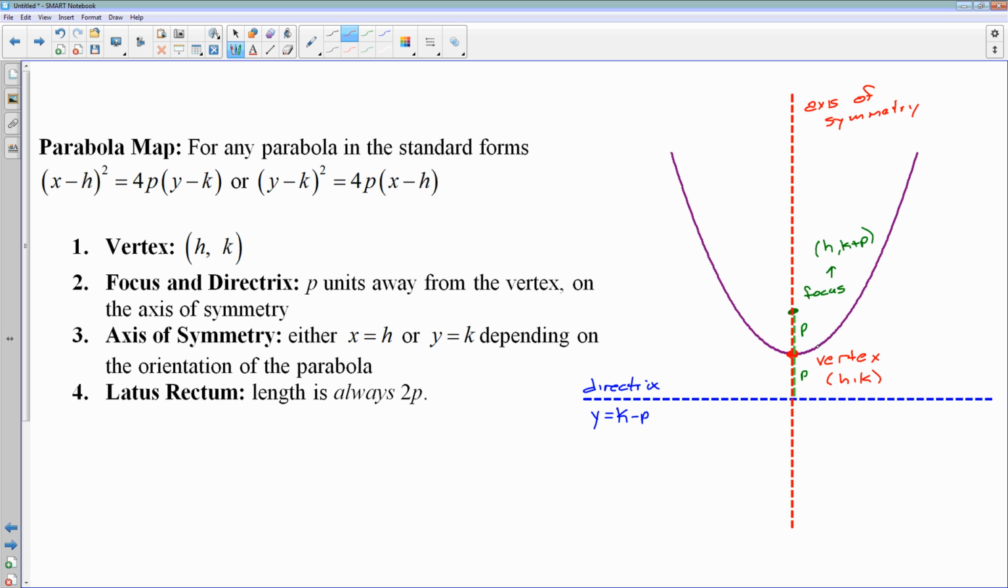And this axis of symmetry is a vertical line, so it's going to be in the form x equals a number. And the x coordinate of my vertex is h, so it's going to be x equals h.